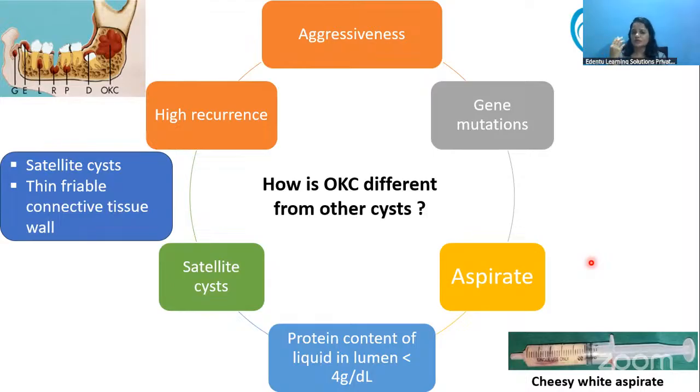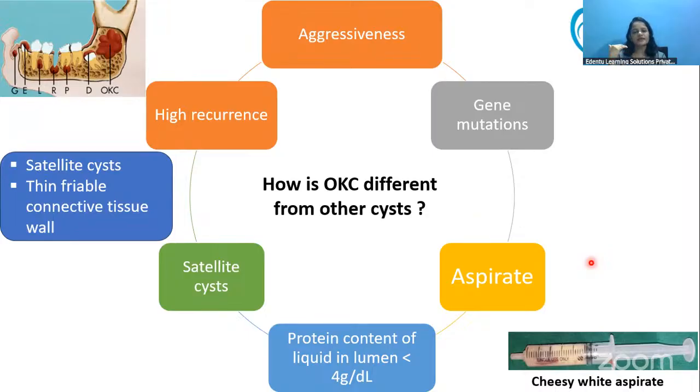Okay, so like I had already mentioned, there will be so much keratin in the lumen. Because of the presence of so much keratin, the serum cannot penetrate into the cystic lumen. So the liquid in the lumen will have a protein content that will be less than 4 gram per dl.